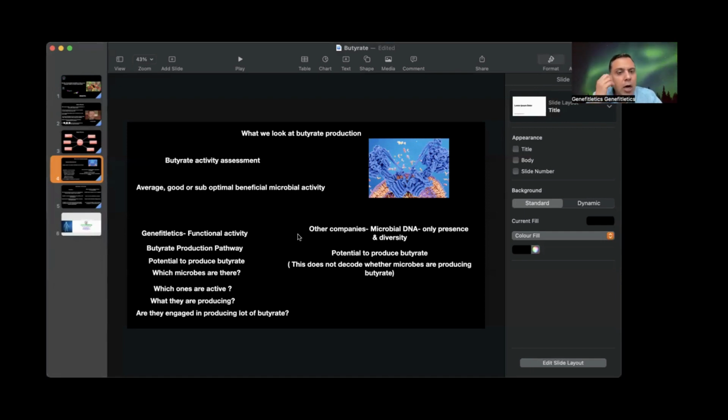We first of all tell the potential to produce butyrate. We also tell you which microbes are there, which ones are active, what they are producing, whether they are producing enough butyrate, or are they really engaged in producing butyrate. These are the functions. What we focus on is what metabolites are being produced, whether the butyrate is actually being produced or not. Potential does not tell anything. Prediction doesn't tell. It only tells you, okay, you have a bacteria. It doesn't tell whether it is really active in producing butyrate or not.